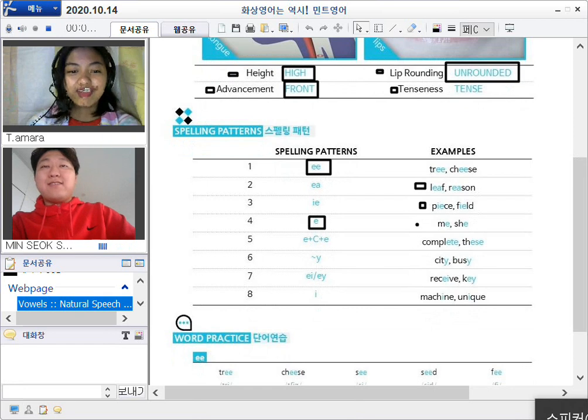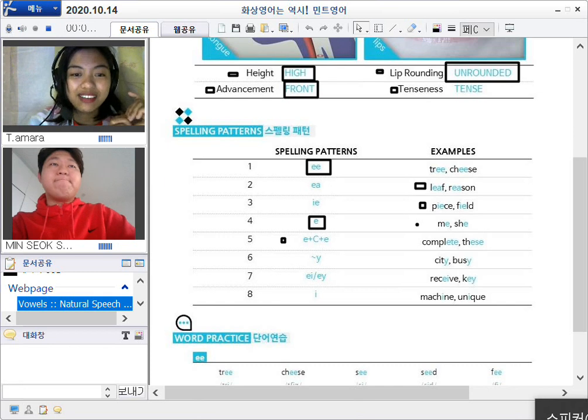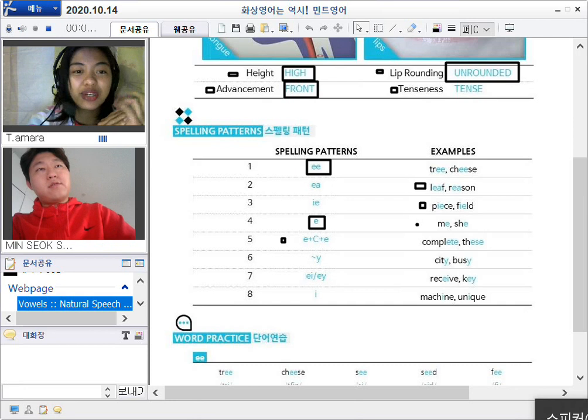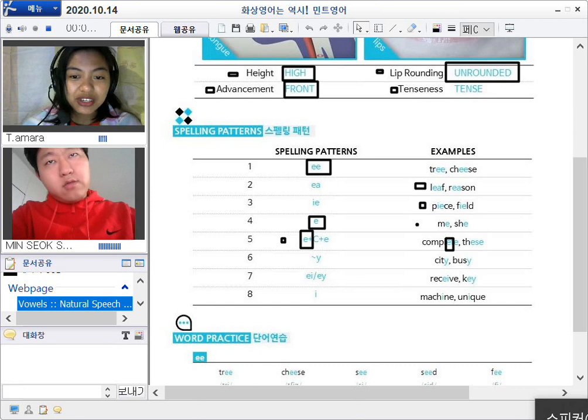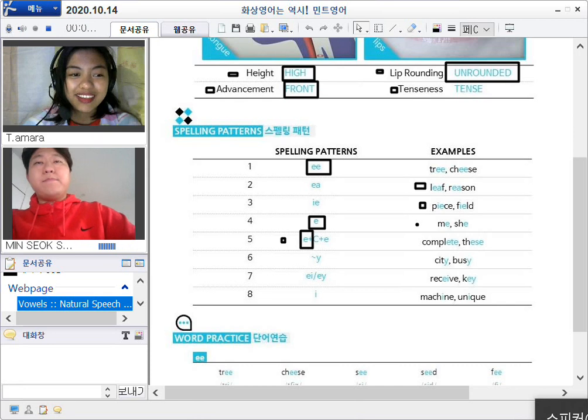And then for the fifth one, the letter C there stands for consonant. If there's an E and then a consonant in between, and the word ends in E, then the preceding E is where we're going to use the long E sound. Could you please read it?